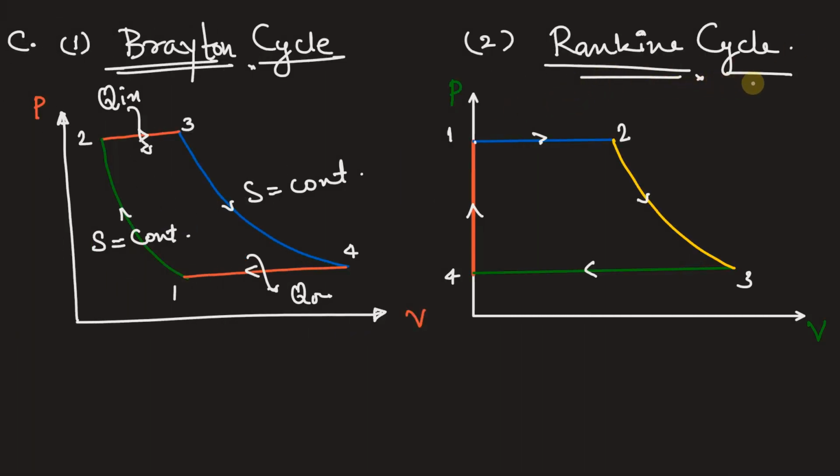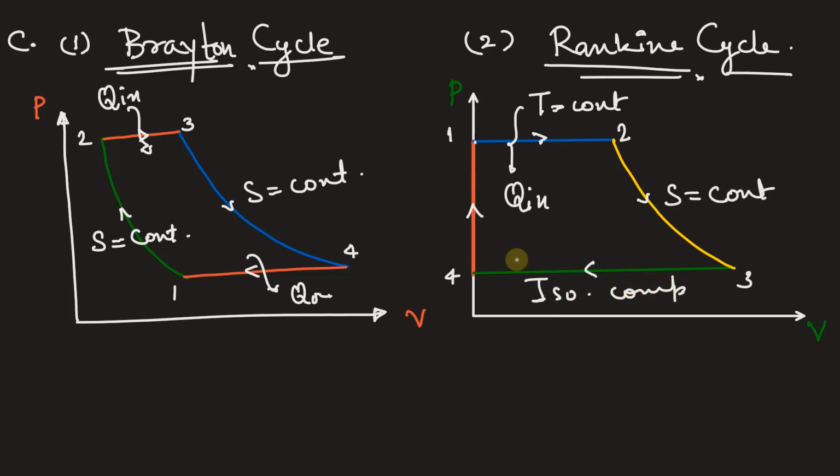So in the PV diagram of the Rankine cycle, you can see here process 1 to 2 is isothermal expansion and heat is added to the system. So this is T equal to constant. Process 2 to 3 is isentropic expansion, that is, entropy remains constant here. Process 3 to 4 is again isothermal compression, that means heat is getting out of the system. And 4 to 1 is a constant volume process.